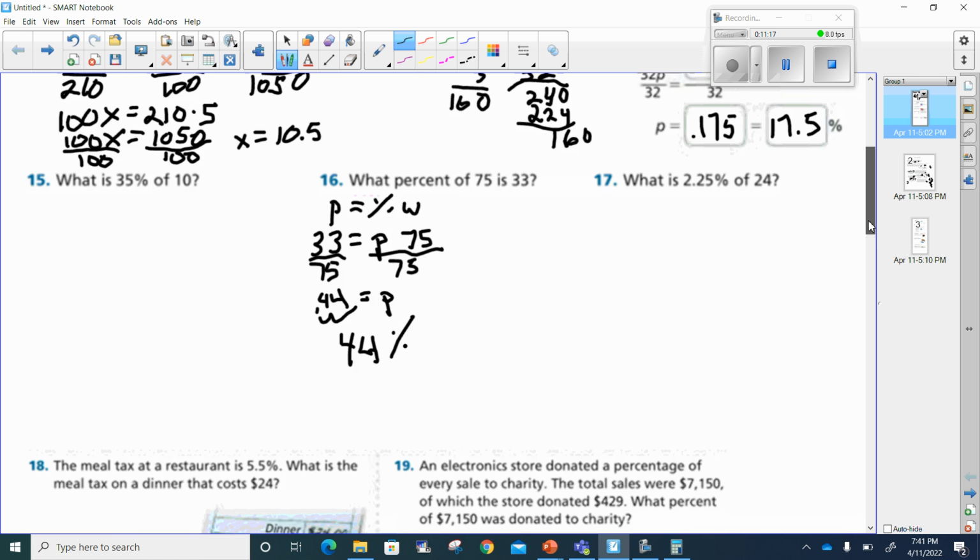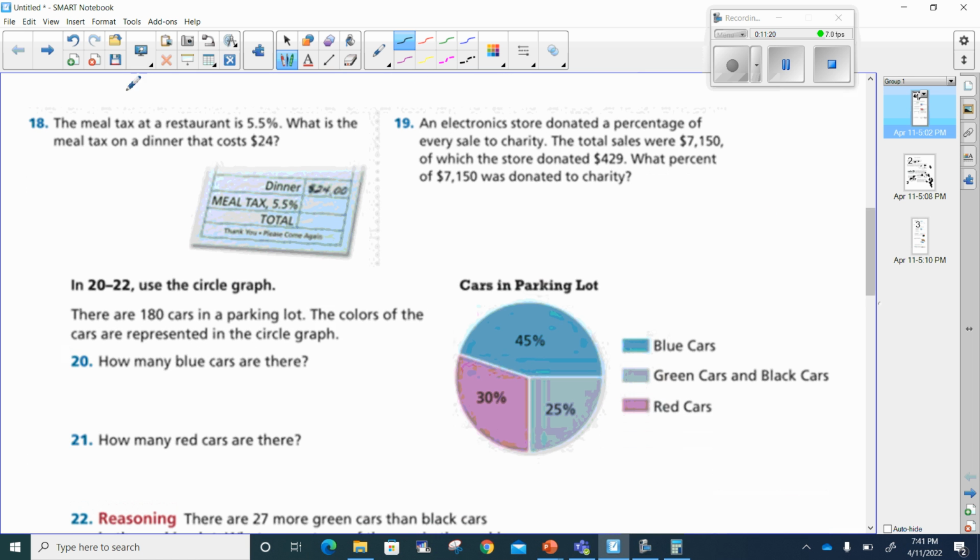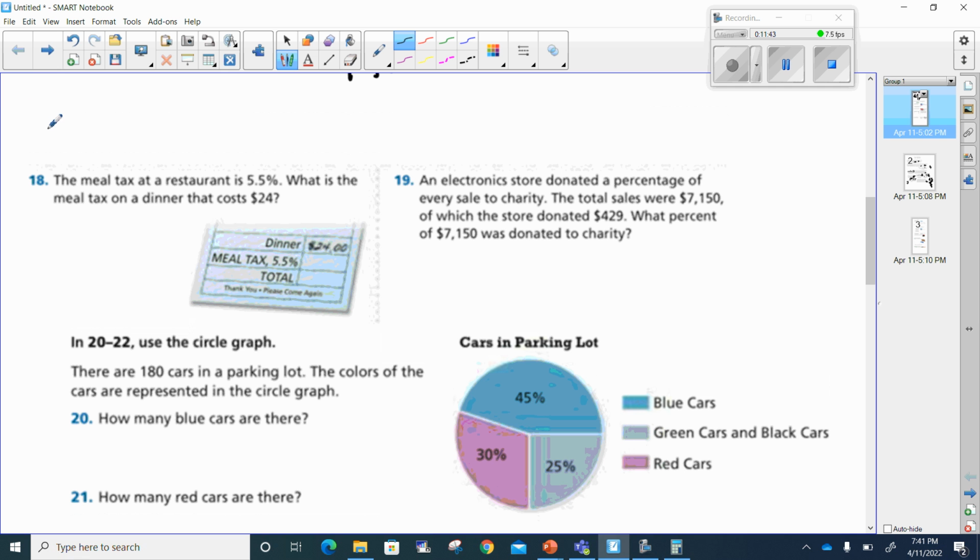All right, let's go ahead and go to number 18 now. The meal tax at a restaurant is 5.5%. What is the meal tax on a dinner that costs $24? All right. We have a $24 dinner, and the tax is 5.5. Well, if we use our formula, and remember the formula is, let me move up here a little bit so I've got some room to work: the part equals the percent times the whole. Okay, the percent is 5.5.